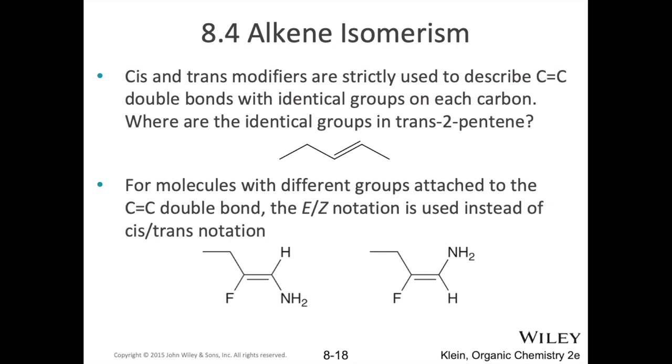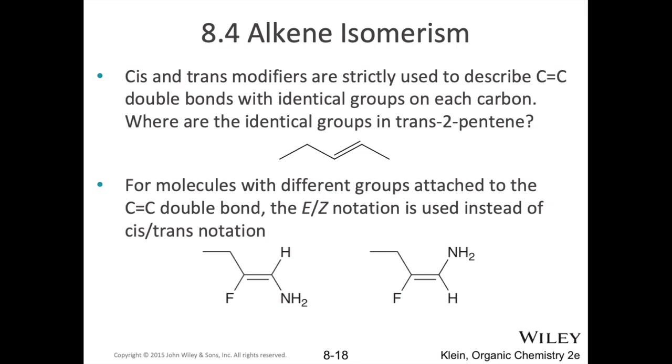So that's where EZ notation comes in. Here you can see an example of two geometric isomers, where we've kept these two groups over here identical, but we've flipped the hydrogen and the amine group on the other carbon of our double bond. So these are obviously not identical molecules, but they have the same components. They're geometric isomers.